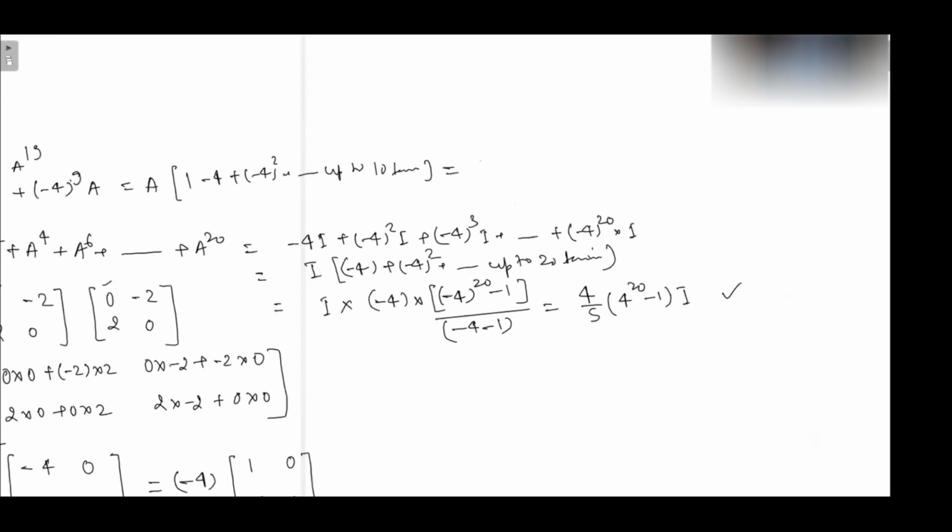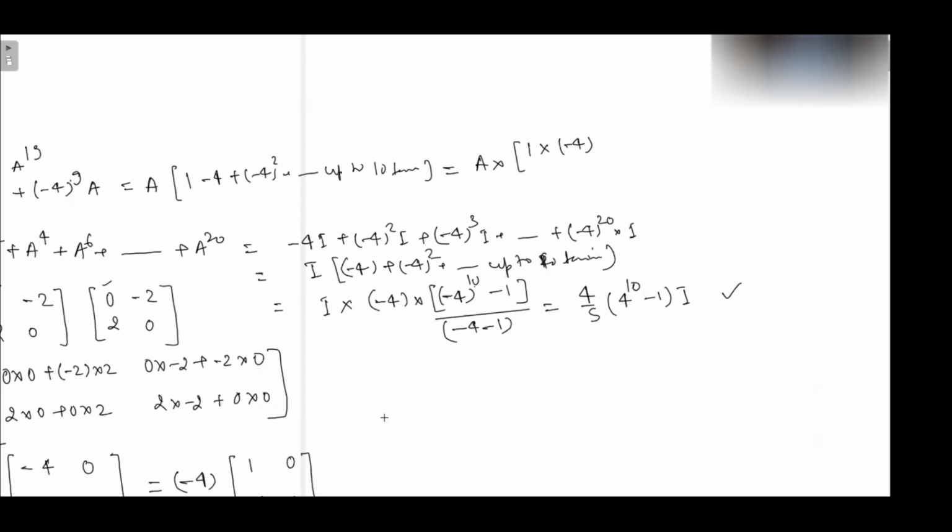This can be simplified as A into A. Again, this is a GP, whose first term is A and common ratio is minus 4. So A into R raised to the power n, which is minus 4 raised to the power, again, 10. I'm sorry about that, but here the term should be 10, because this is not up to 20 terms, but rather up to 10 terms.